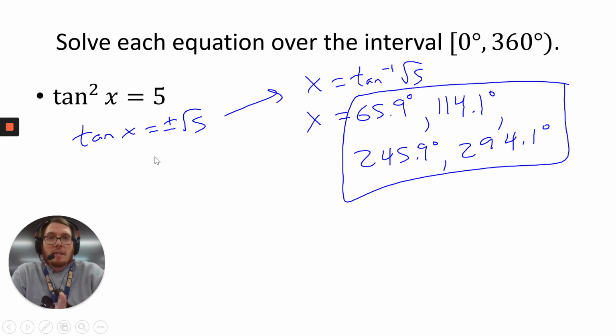Now the plus or minus is kind of good because you don't have to remember what quadrant you're in, because there's going to be 2 for the negative and 2 for the positive. So there's going to be 4 total answers as you're looking at that scenario.